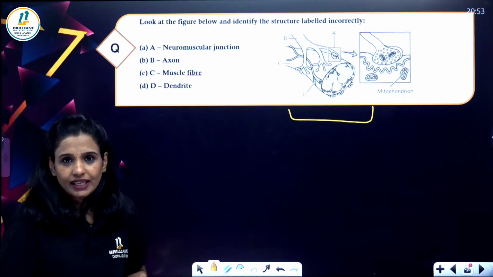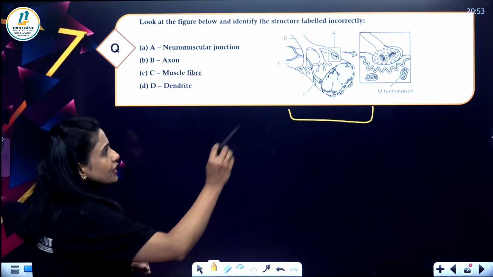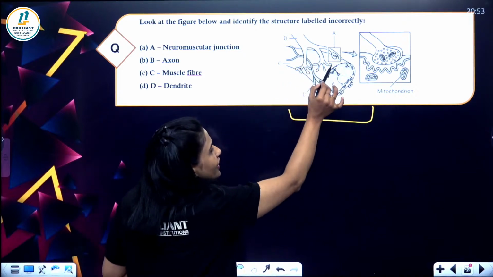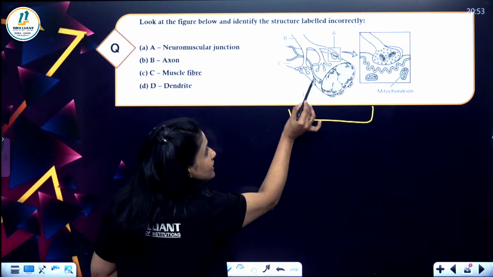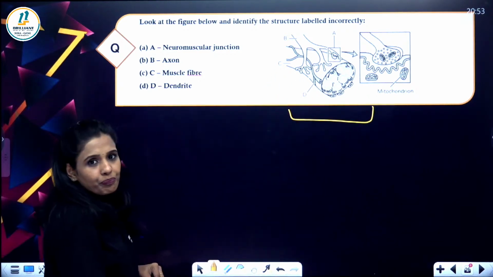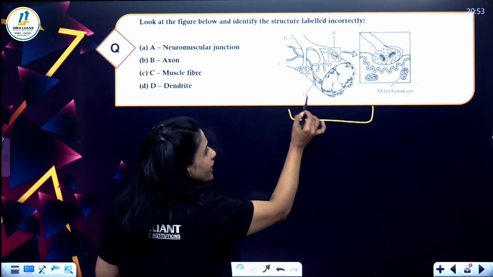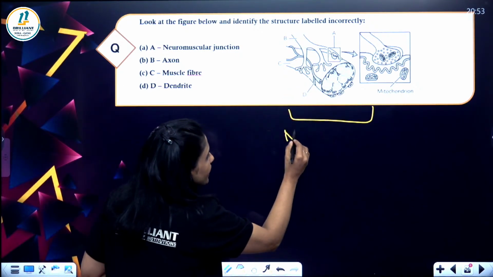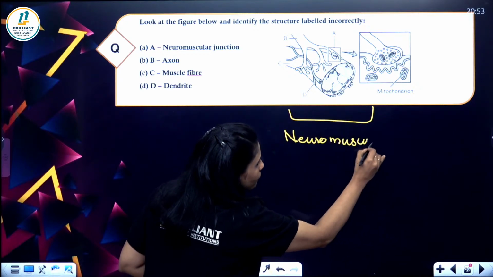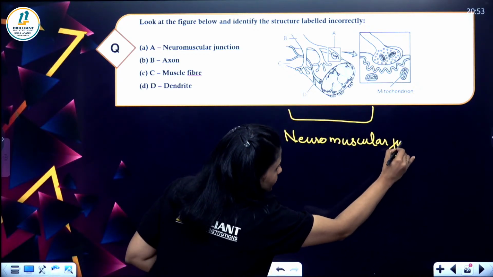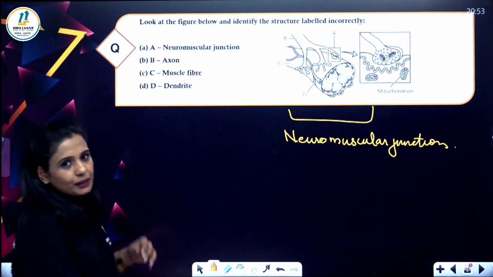It's a neuromuscular junction. Why is it a neuromuscular junction? Here you can see the nerve endings. This is the neuron and this one is a muscle fiber. So it is the junction between a neuron and a muscle fiber. It is a neuromuscular junction.